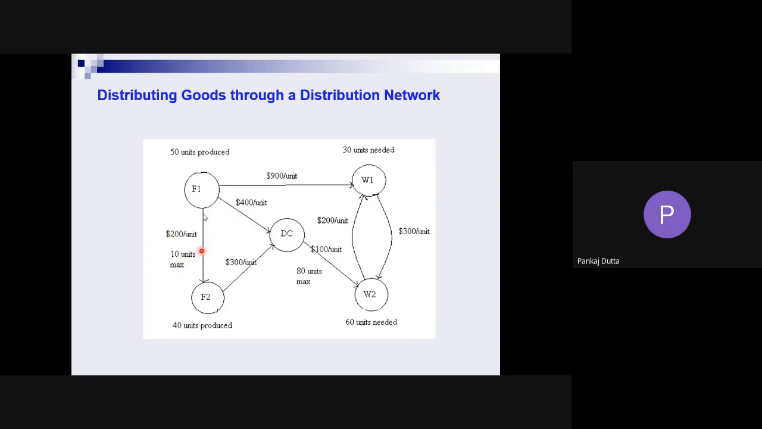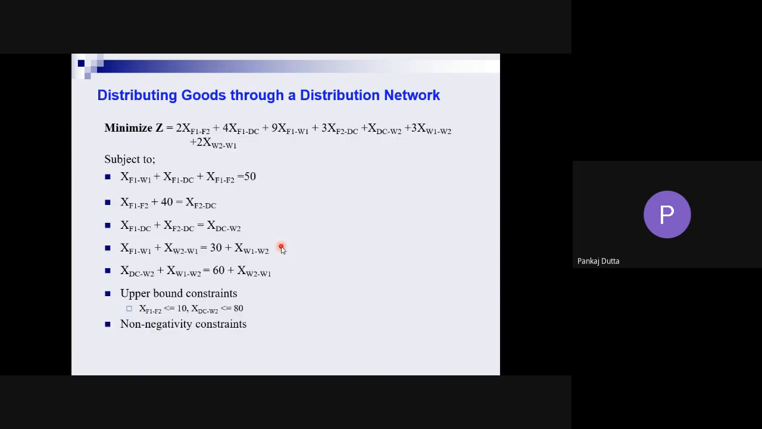You cannot send more than 10 small trucks. You cannot send more than 10 Baleno. So you can put that additional condition also, that in that route you cannot send more than 10. So this way you can create your objective function also. The sum product of the cost and the corresponding quantity will be your objective function. Here is the structure. Look at this.